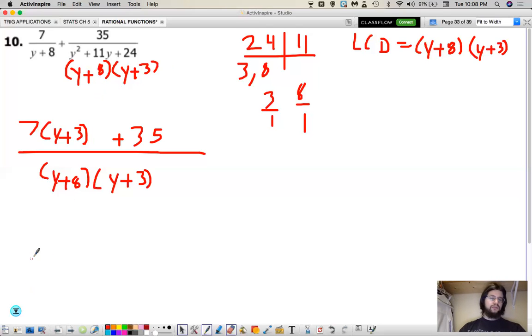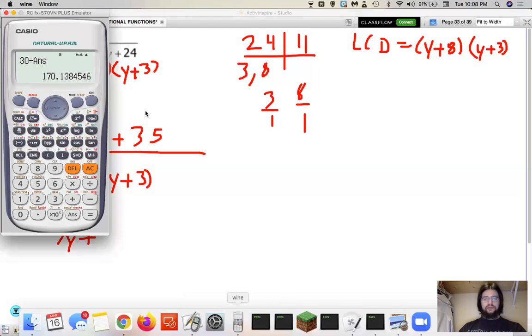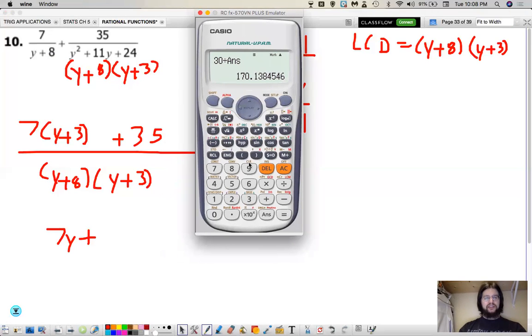Distribute, combine like terms. I'm gonna do that all in one step. That's gonna be 7y plus 21 plus 35. So 7y plus 21. Well, that's just late at night. I'm very good at making arithmetic mistakes. 7 times 3 plus 35 is 56.